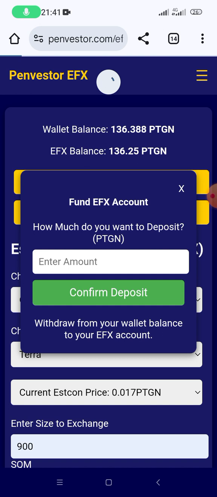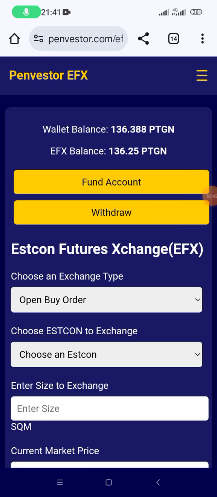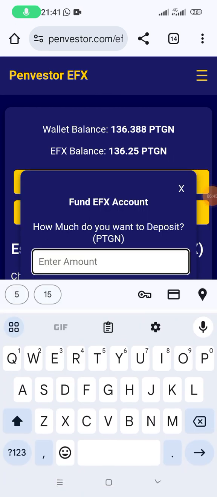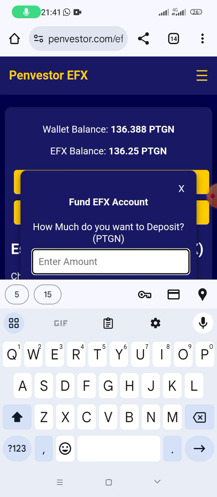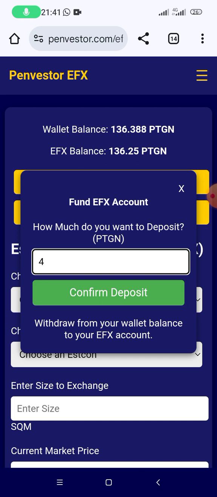Let me reload this. So if you click on fund account now, I want to add 4. The EFX balance now is 136. So if I add 4, it will be 140. I click on confirm deposit.